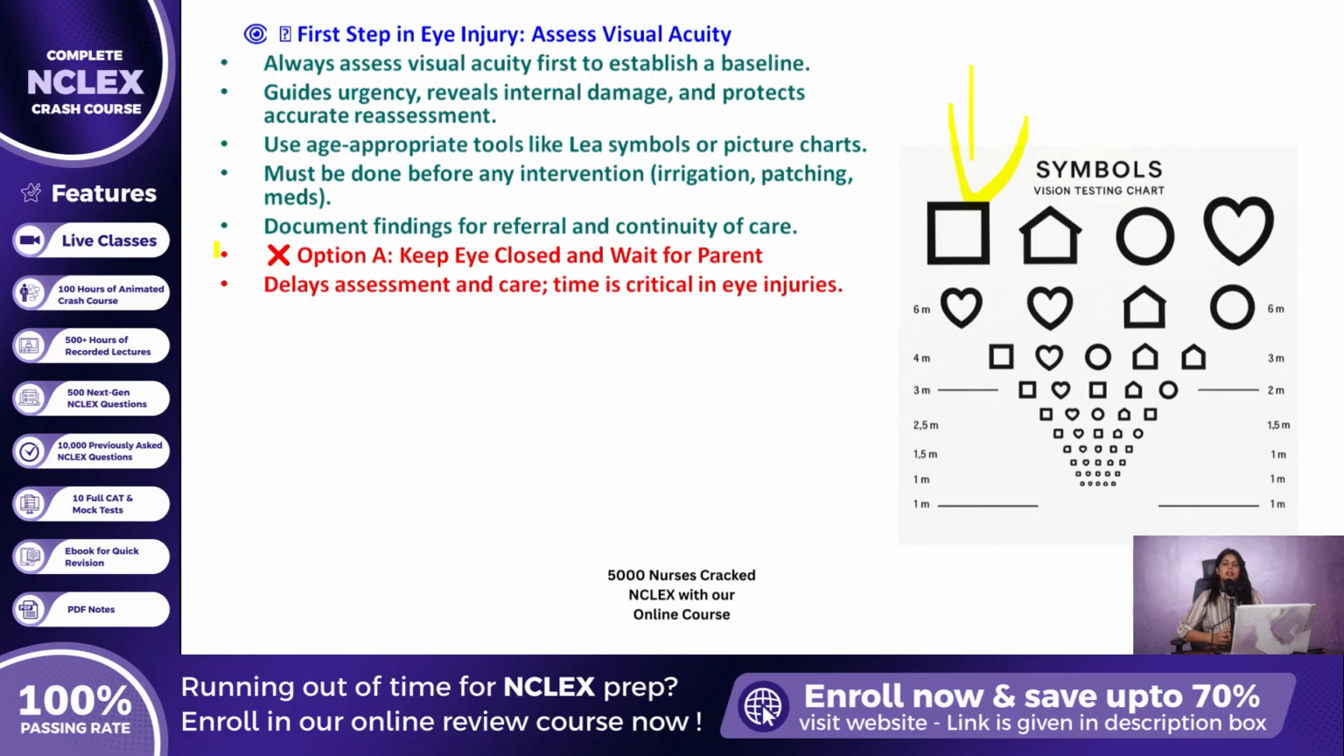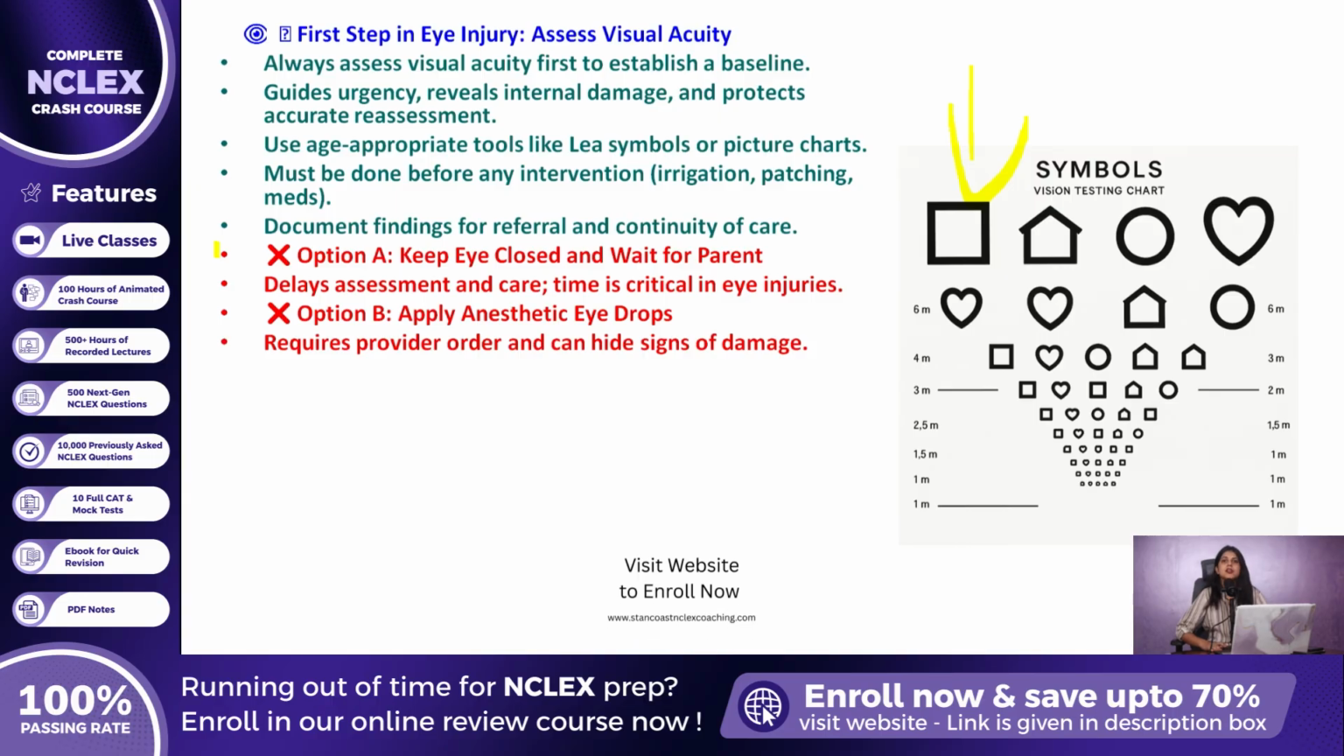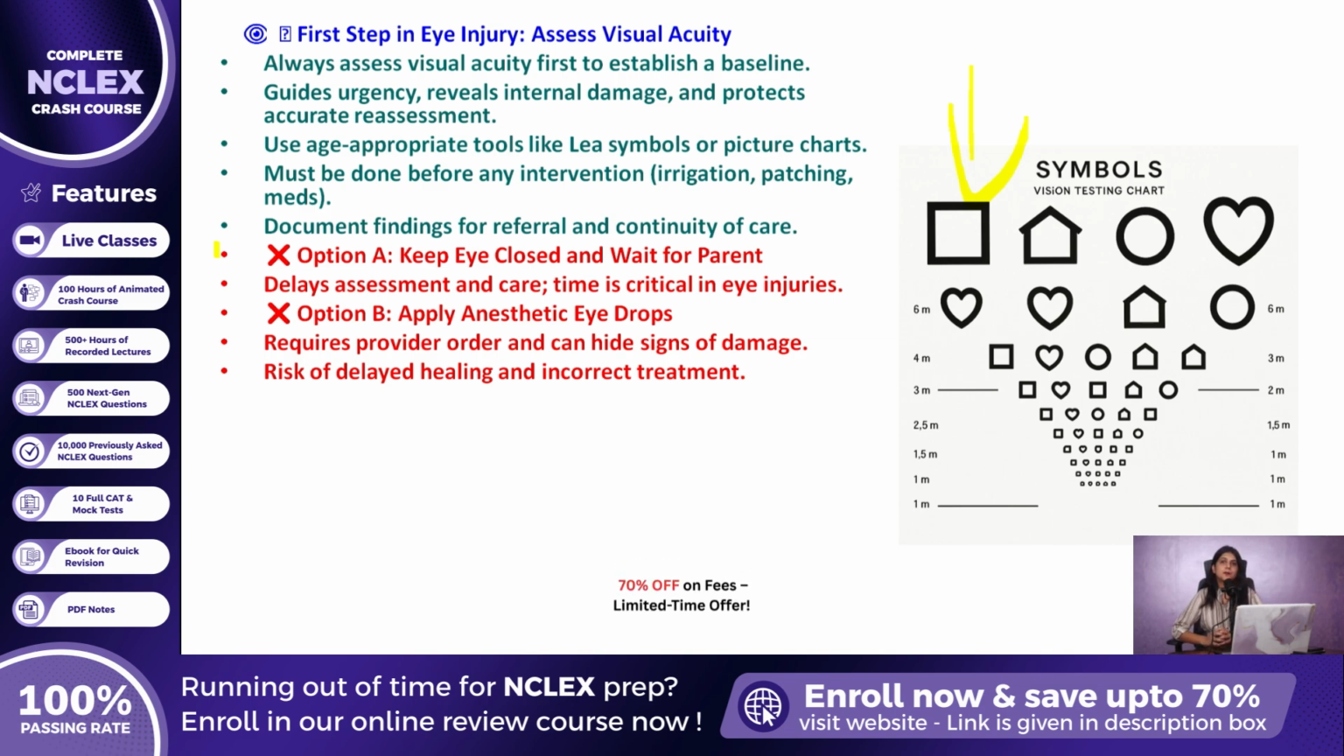Next is option B, applying a mild anesthetic eye drop. This might seem tempting for pain relief, but it is not within the nurse's scope without provider orders and can be very risky. These drops can mask important symptoms, like corneal abrasions or globe rupture, and may delay or misdirect treatment. Improper use of anesthetics in eye injuries has been linked to poor healing and long-term corneal damage.